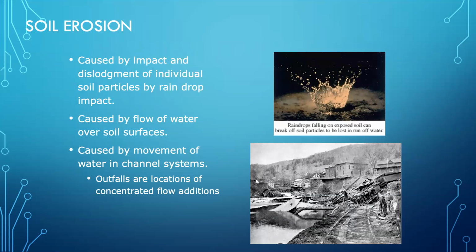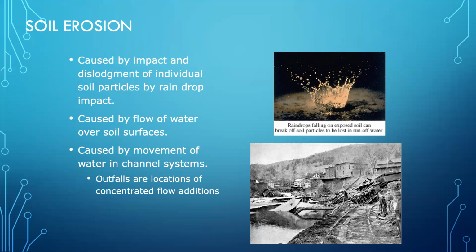And they're created in one fashion by soil erosion, and that itself is caused by the impact and dislodgement of individual soil particles from raindrops. So the upper photograph on the right of the presentation is a high-speed photograph of a raindrop hitting exposed soil. And based on the picture, there's a considerable amount of energy transferred to the soil by the raindrop, and then that energy is dissipated by the soil as particles are released.